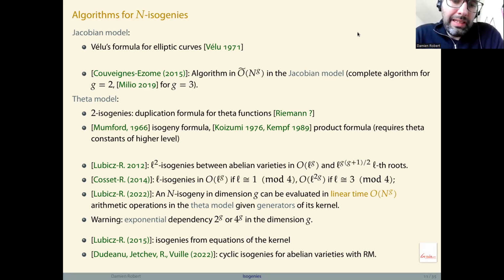But a word of warning is that if you work with the theta model in dimension g, you will get 2 to the g or 4 to the g coordinates, depending exactly on the model you use. So it has an exponential dependency on the dimension. Unfortunately, computing isogenies in dimension like 30 seems unreachable with the theta model. There are a few more works on isogenies from equations of the kernel, and on cyclic isogenies using rerandomization, but there is still a lot of work to do for cyclic isogenies.